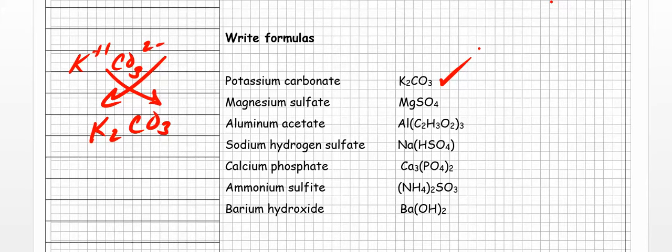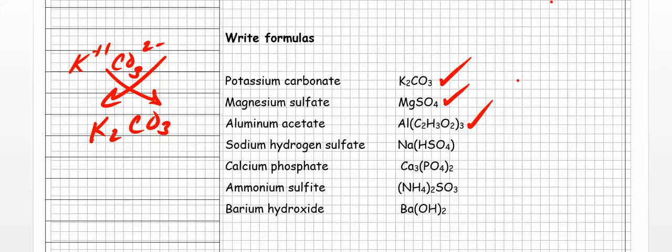The next one, magnesium sulfate. Magnesium has a charge of +2, sulfate a charge of -2. So when I do the switch, they just cancel away, and I'm left with MgSO4 for magnesium sulfate. The next one is aluminum acetate. Aluminum acetate is Al for the aluminum, and acetate is, let me look that up, it's C2H3O2. It has a charge of -1. So when I do the switch, I get Al, and then I need the parentheses this time. I've got to have them for the 3 subscripts. So we have Al(C2H3O2)3, just like that.